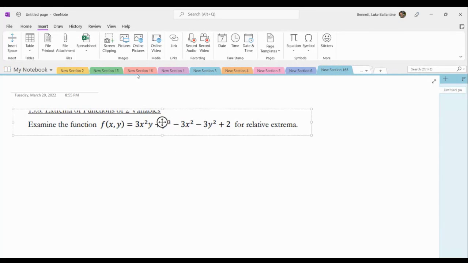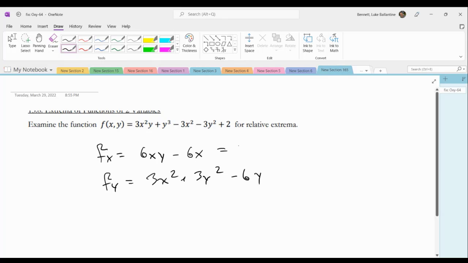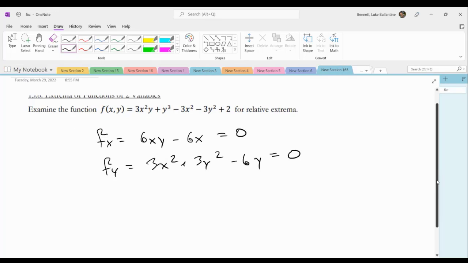Doing this one. So we need to find critical points. So f_x equals 0, f_y equals 0. F_x is 6xy plus 0 minus 6x. F_y is 3y squared plus 3x squared plus 3y squared minus 6y. Set these equal to 0. What do we get?